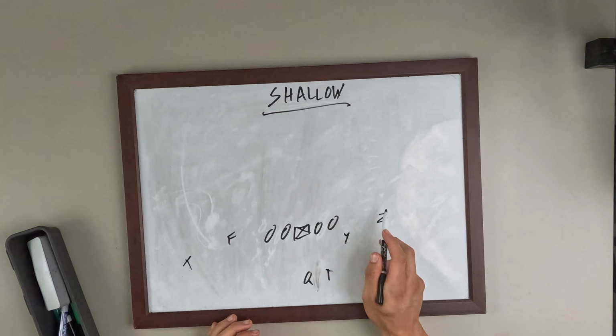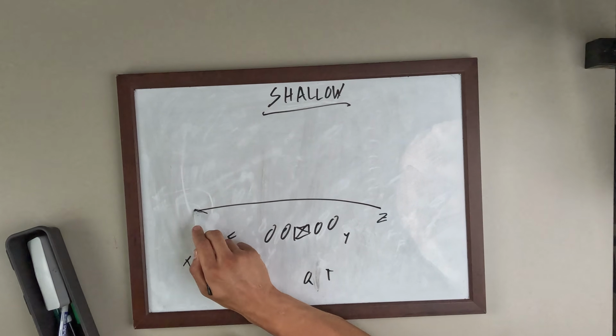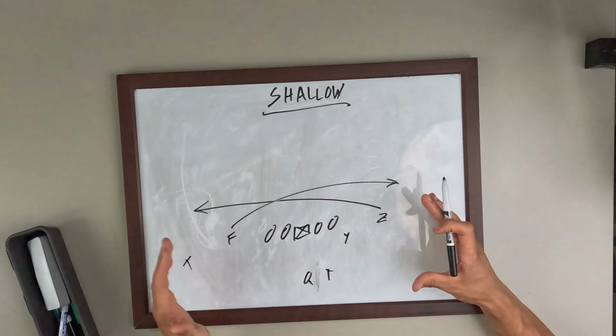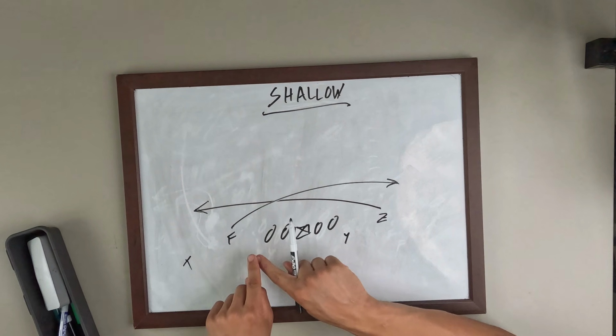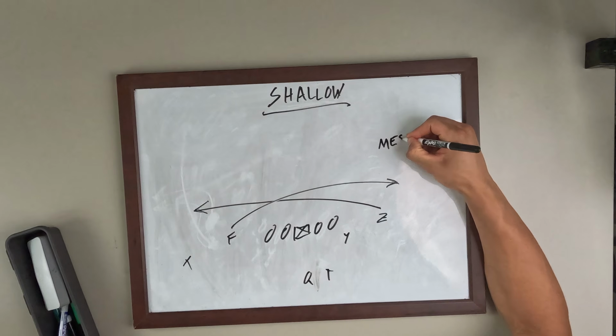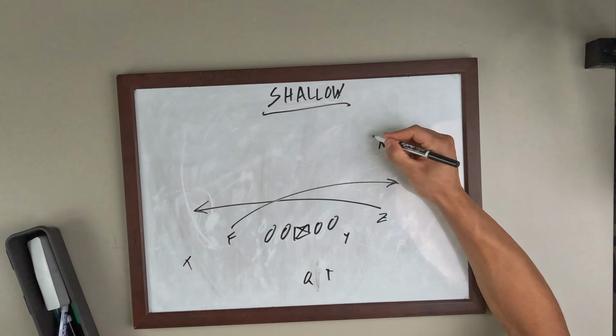This is called a shallow route or a drag route. And all this means is that the receiver is going to take off across the field and try and get to the other side close to the line of scrimmage as fast as they possibly can. Now, when you run 2 of these at each other, this becomes one of the best man-to-man beaters in all of football. This is called a mesh concept.